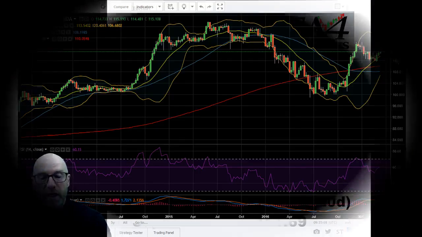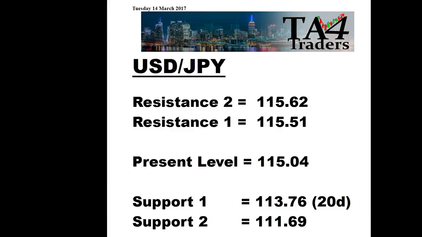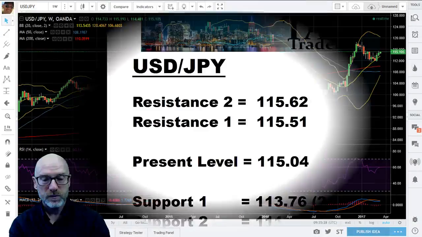Looking at the key levels, we've got resistance at 115.51, 115.62, and then the support at the 20-day at 113.76, and then at 111.69.